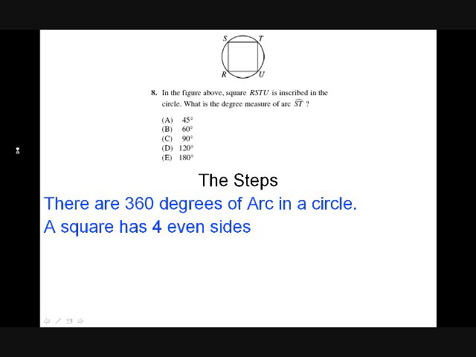So how do we find out the values of those 4 equal arcs? We simply divide the total amount of arc by 4, and we're going to get 90 degrees. So your answer would be C.